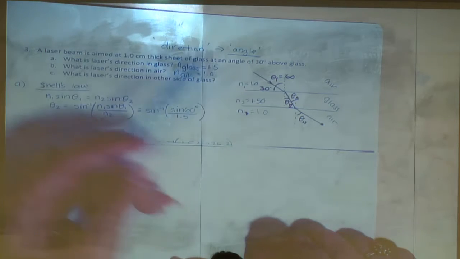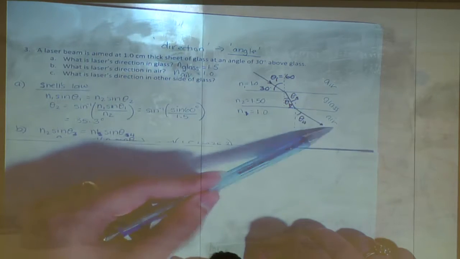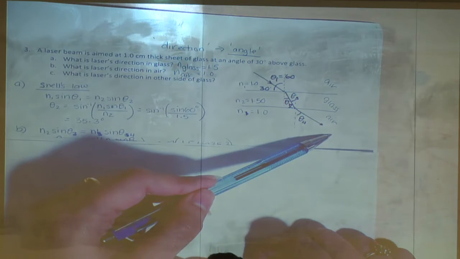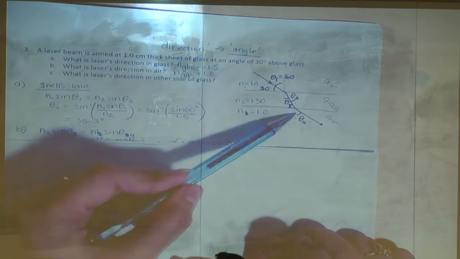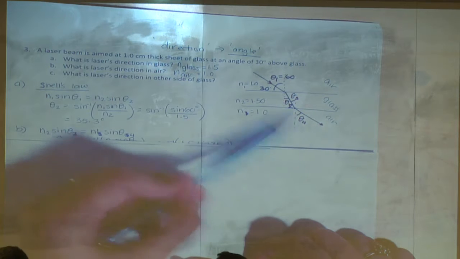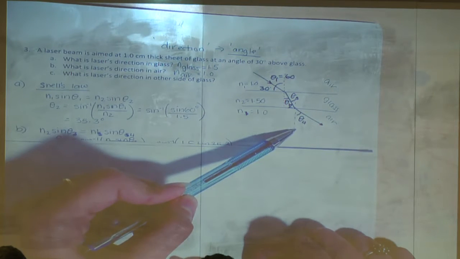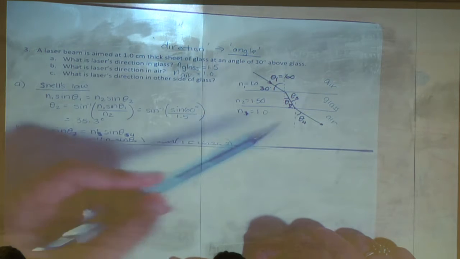And then if you look at glass and air right here, we're going from a higher refractive index to a lower refractive index, right? So notice how theta 4 is moving away from the normal instead of going closer to the normal. That's a very important distinction to make because you might be tested on that.